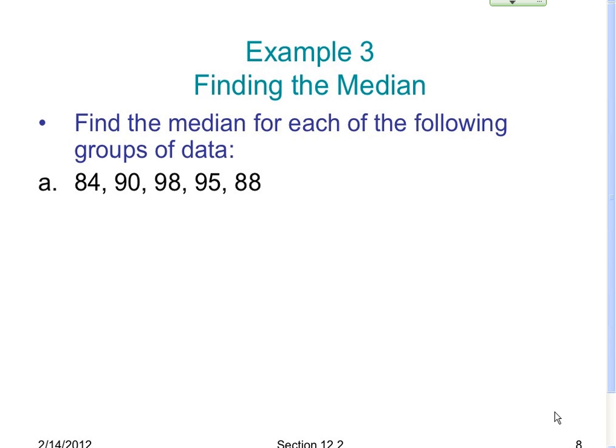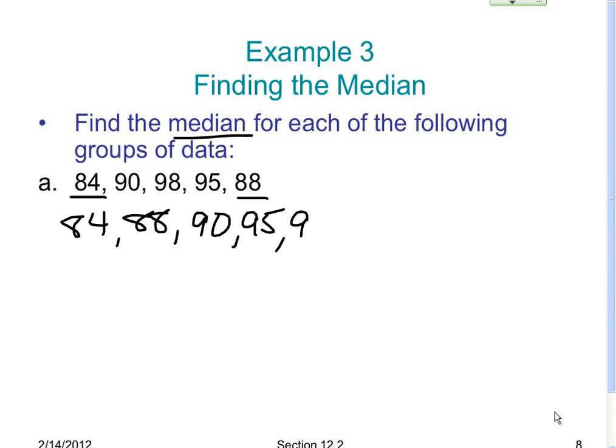So find the median. What we're going to do first is put the numbers in order from smallest to largest. So I have an 84, and then 88, 90, 95, and 98. And if you count up the number of numbers, you've got 5 numbers, which is an odd number, so there actually is a middle number. So the easiest way is to cross out top and bottom, cross out top and bottom. The middle number is 90, so the median is 90.